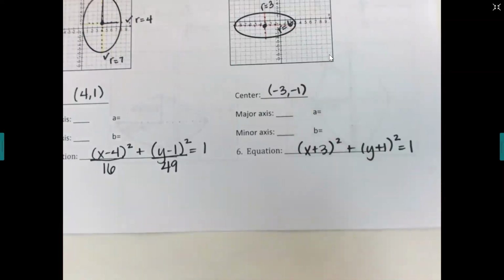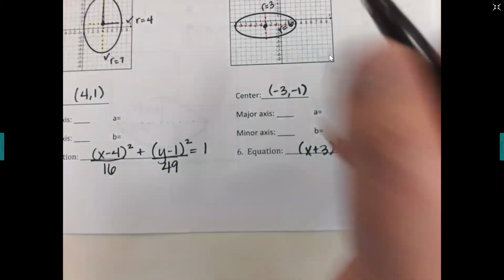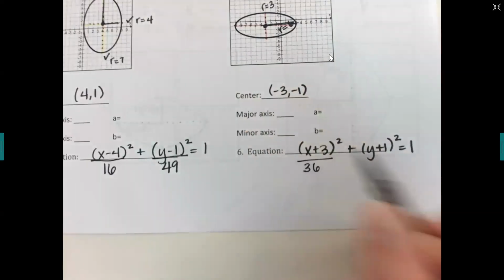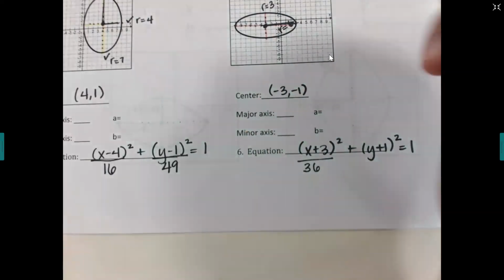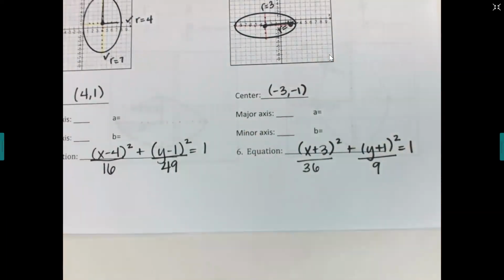And then what number will I put under x? 3 squared or 6 squared? 6 is the horizontal, then that's the one that goes here. And then my y distance was 3, so I would put a 9 on the bottom. Easy enough?